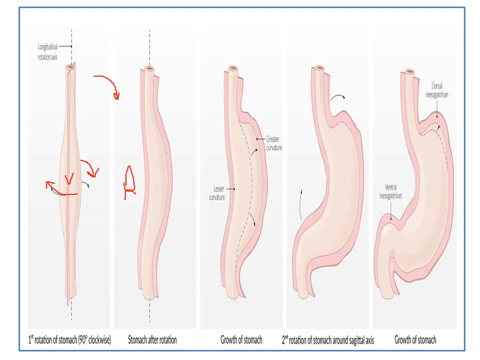The right becomes dorsal, the dorsal border becomes left, and the left becomes ventral. So that's what happens due to the rotation. That's practically what was explained there.